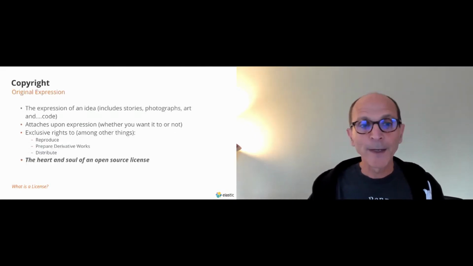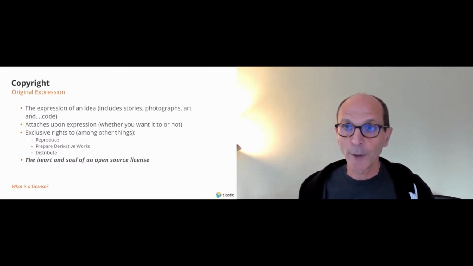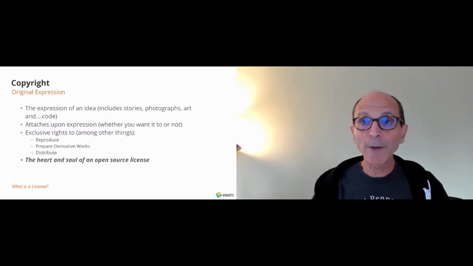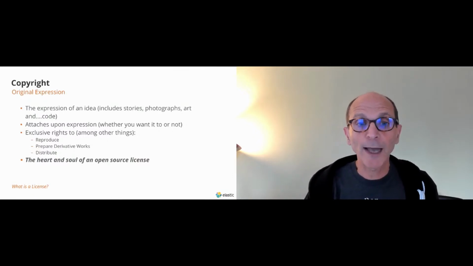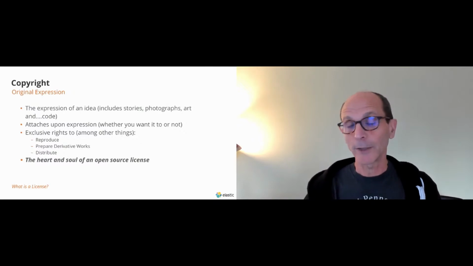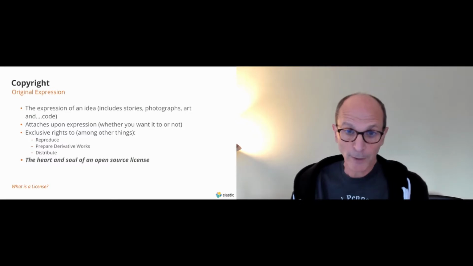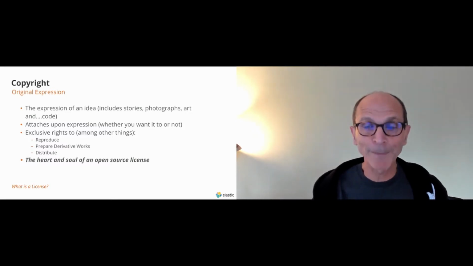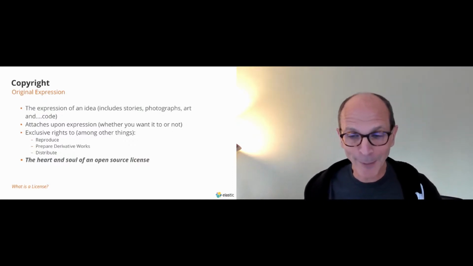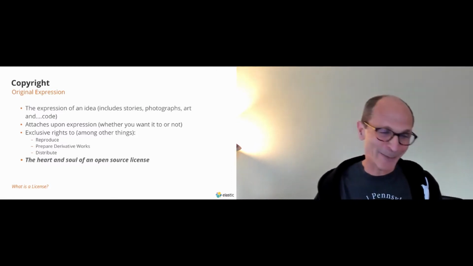But the thing that's really covered in open source licenses, the heart and soul of the open source license, and what actually gives rise to copyleft, is copyright. So copyright is original expression. Copyright is how you express an idea. So it can be a story that you tell, photographs, art, and in the case of software, it's the code. It's how the code is written. And you'll find this fascinating. I do. Not only is the source code itself copyright protected, but also the binaries are copyright protected. It's kind of fascinating because you think about zeros and ones.